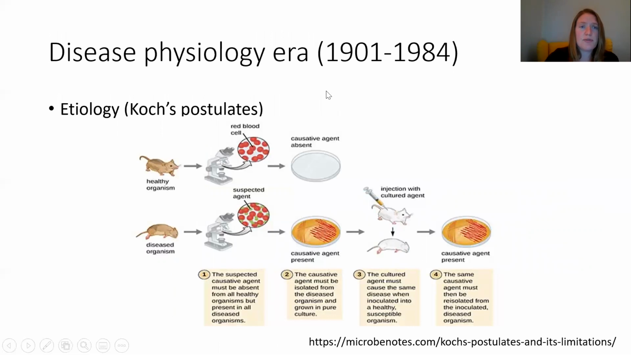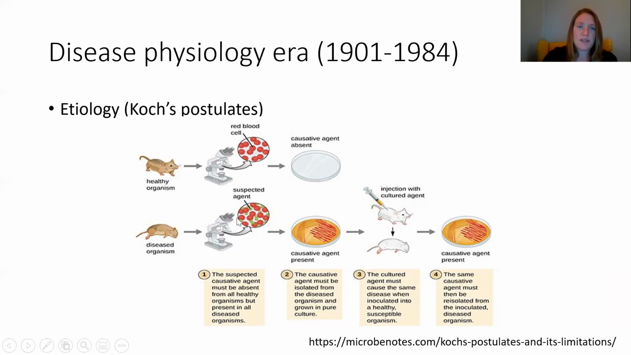Also at this time, we developed etiology. So this is basically trying to assign a specific microbe as a causal agent for a specific disease. And this, of course, holds true not only in plants, but also in animals. And so what you try to do is observe differences between healthy and diseased organisms.